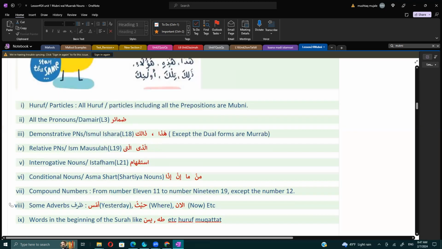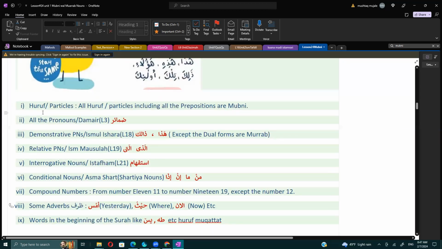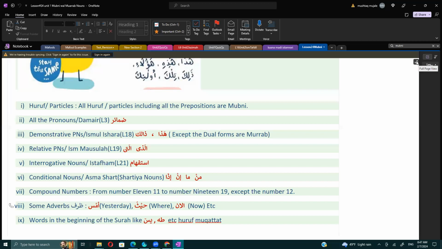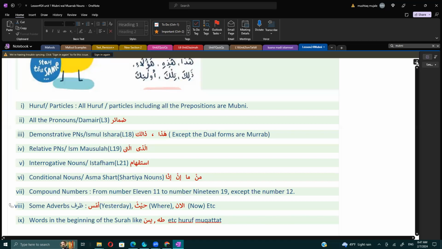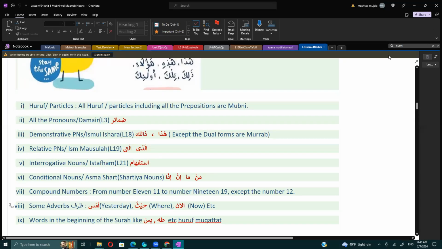Okay, so these are called non-flexible nouns. Let me take some more examples. The first are the particles. All huruf or particles, including the prepositions ila, ala, bi, fi, min, an, hatta, li, kaf, waw, ta. They are all mabni words. They will never change. And the second are all the pronouns, the damair: huwa, huma, hum, hiya, huma, hunna, anta, antuma, antum. All those are mabni words.